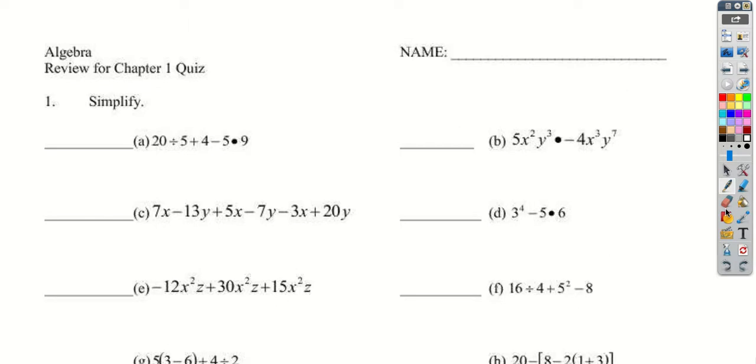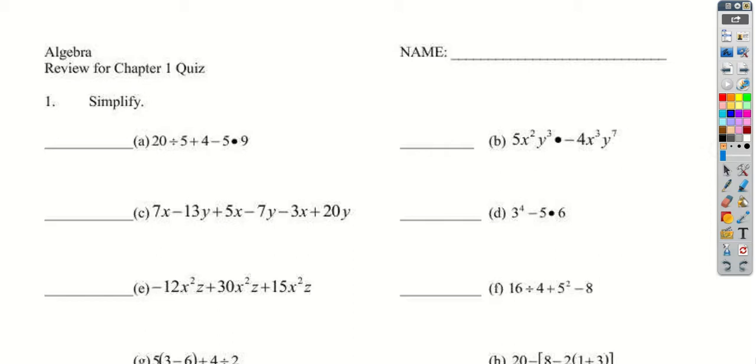All right, we are doing the chapter 1 review for a quiz tomorrow. So just a quick refresher, we're simplifying expressions to start with. The first one is some order of operations. So remember, we're doing multiplication and division first, left to right. So we can divide 20 and 5.